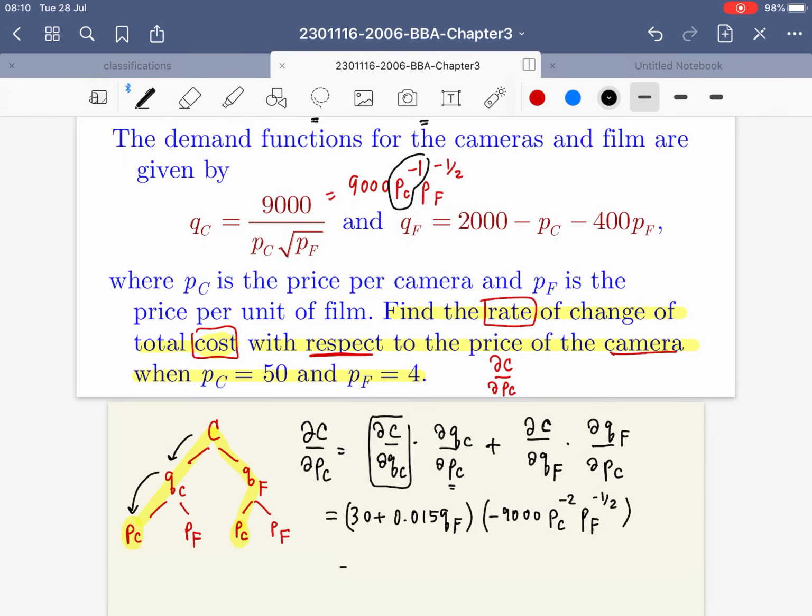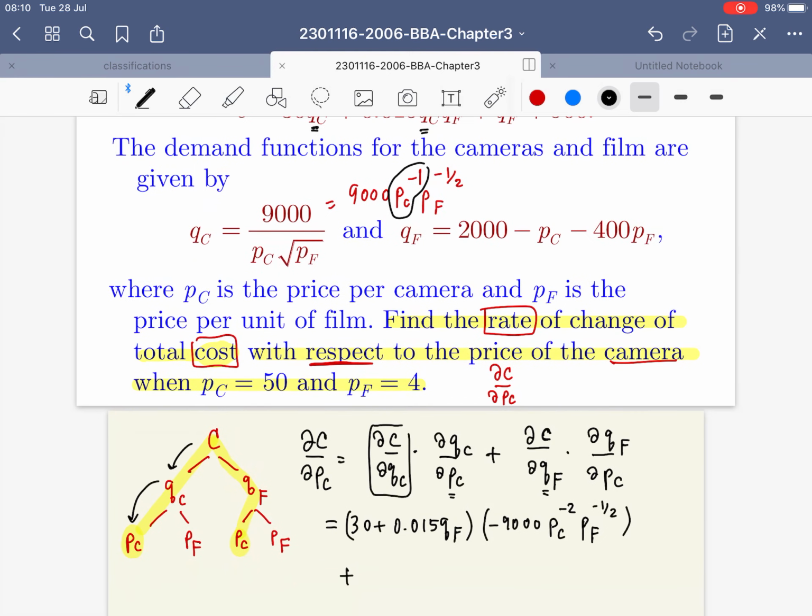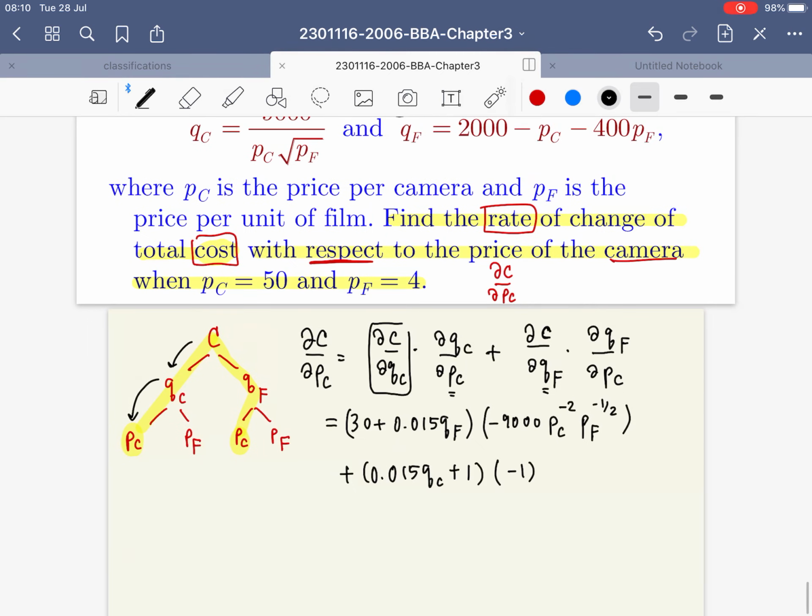Okay, and then added with the derivative of cost with respect to Q_F. So here is the Q_F. Okay, so you have 0.015 Q_C and 1. Okay, and the derivative of Q_F with respect to the price P_C is right here, which is -1. Okay, but then you are going to find dC with respect to the price P_C at the price of the camera is 50 and the price of the film is 4.